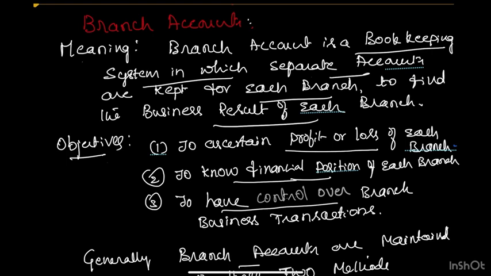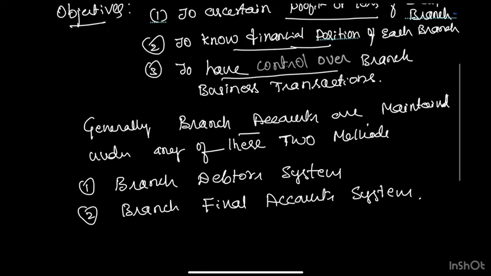Okay, so the branch accounts are maintained in two systems. The one is branch debtors system, another one is branch final accounts system. So branch debtors system is a system wherein branch account and debtors account both are maintained by the head office. Debtors account is maintained when there is a credit transaction, credit sales done by the branch. To know the opening and closing balances or the total amount of credit sales done in the branch, they'll open the debtors account, and based on that they'll finalize the branch account.